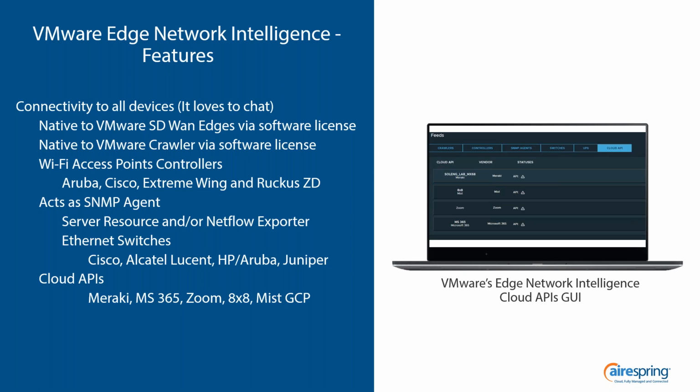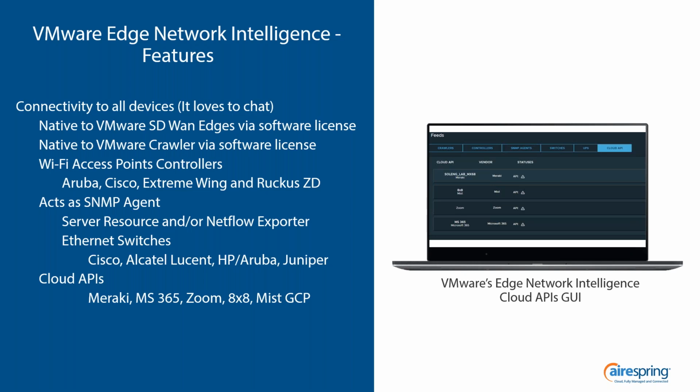Good old SNMP, Simple Network Management Protocol. Been around as long as Chuck has, I guess. Whether it be for NetFlow or server, also talks natively to Cisco, Alcatel-Lucent, HP, Aruba, and Juniper switches via CLI or SNMP commands. But it's modern. It's 2023, Chuck. You can't talk about SNMP. You should be talking about application programmable interfaces, APIs.